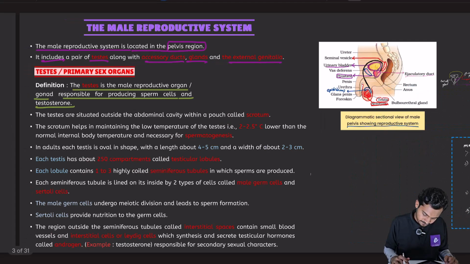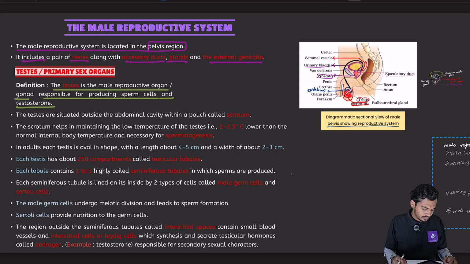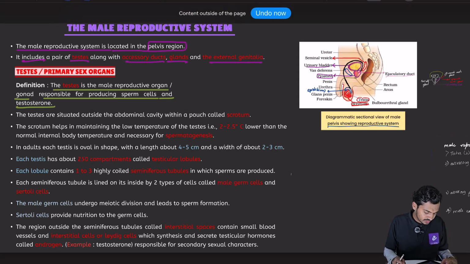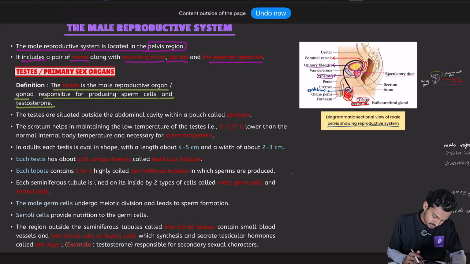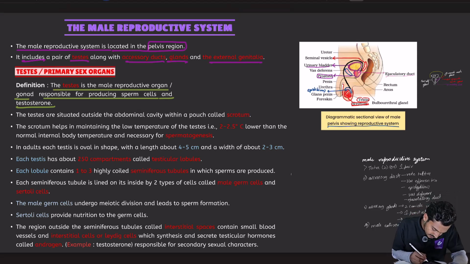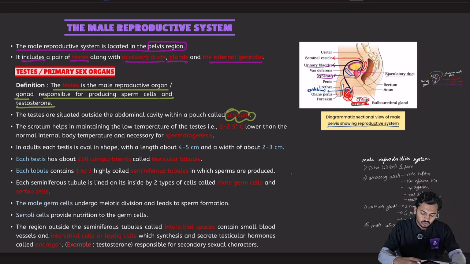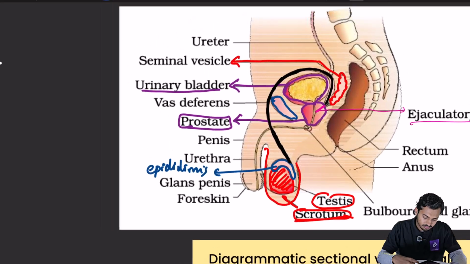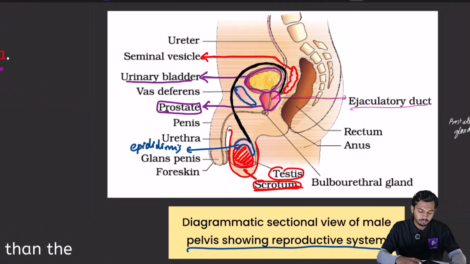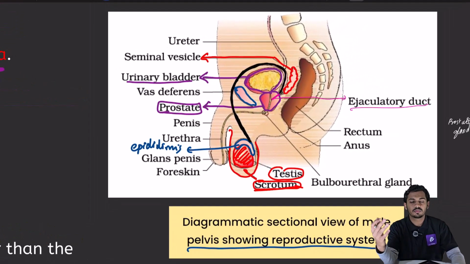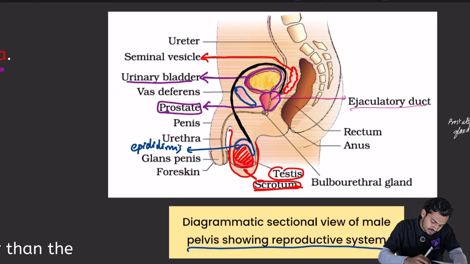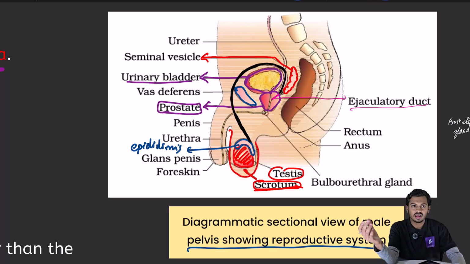Okay. Now see here. First of all, what is the location of testis? So testis is located in a pouch called the scrotum. So आप देख सकते हैं दोस्तों, इधर आप देख सकते हैं डायग्राम में, testis are located in a pouch called the scrotum outside the abdominal cavity. So testis are not present inside the abdominal cavity. You can see here, testis are present in a pouch called the scrotum outside the abdominal cavity.